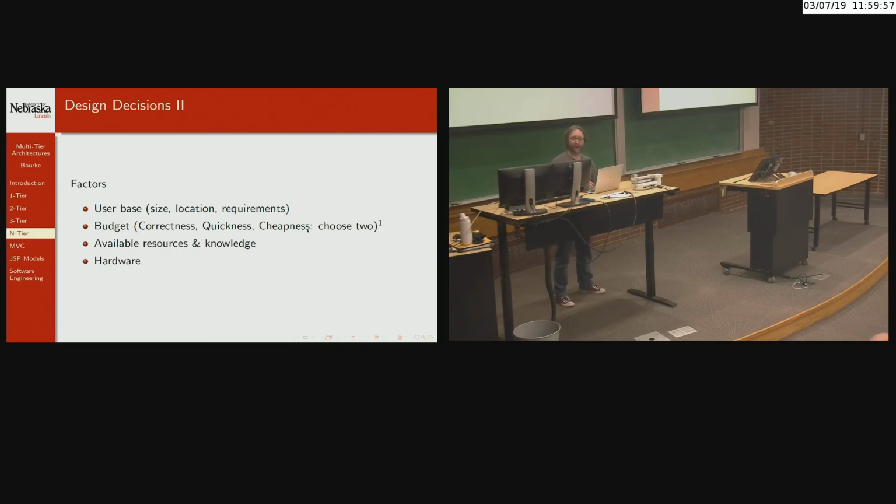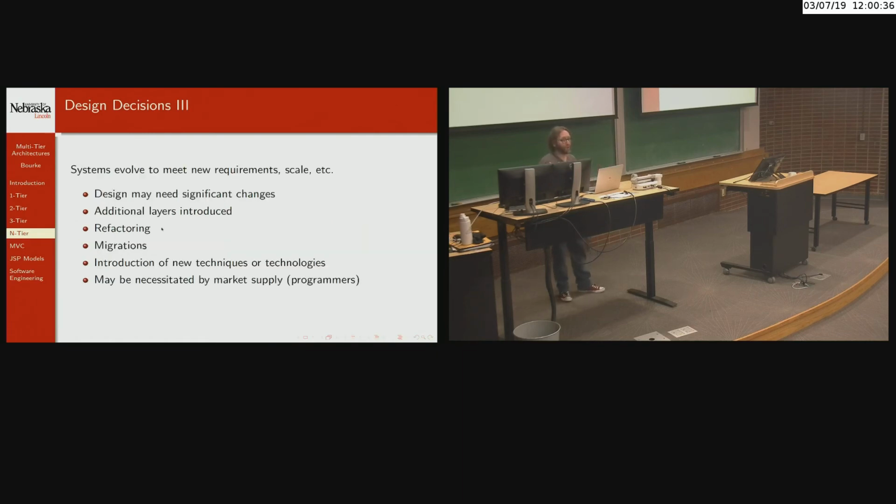This is the iron triangle of project management, and it's not just in computer science. Correctness, quickness, or cheapness. Choose two, right? Meaning that if you want to do it correct and you want to do it quick, it ain't going to be cheap. If you want to do it correct and cheap, then it's not going to be quick. If you want to do it quick and cheap, then it's not going to be correct, right? You can only select two of the areas at once. And you're never going to have something that is correct, quick, and cheap. Right? You'll never get that.